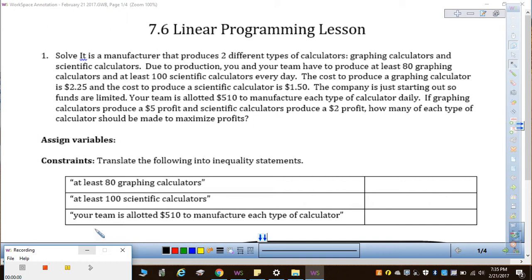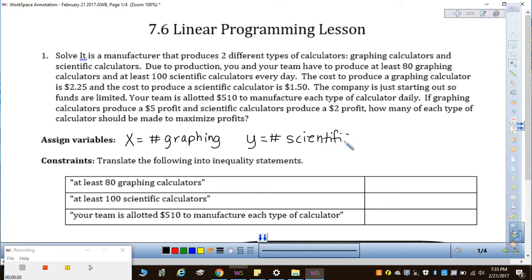The first thing we want to do in this process is assign our variables. We want to say what x and y represent. Let's let x represent the number of graphing calculators and y represent the number of scientific calculators.